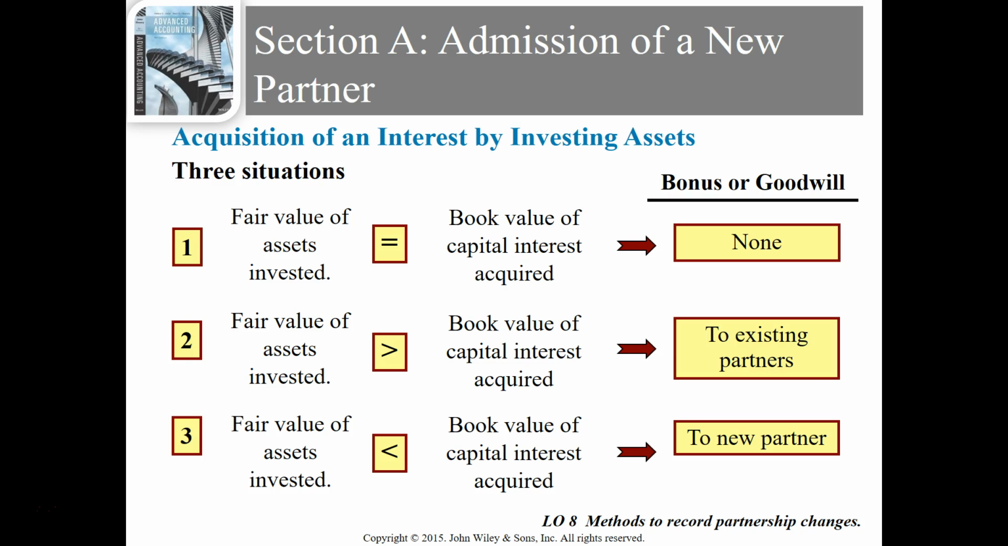There are three situations that we have to be aware of in this class. The first is when the fair value of the assets we're giving is equal to the book value. In that case, there is no bonus or goodwill. Second scenario, which we just saw, is when the fair value of the assets invested is greater than the book value of the capital interest. The bonus or the goodwill will go to the existing partners. If the fair value of the asset is less than the book value of the capital, it means the bonus or goodwill is going to the new partner. So I would say this is a slide I would definitely star and come back to when I was doing my studying.